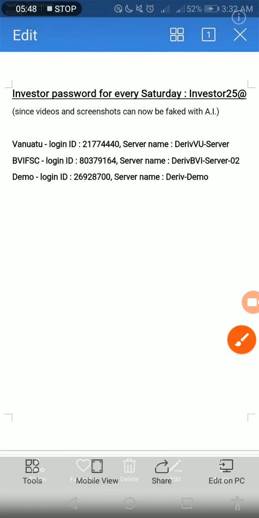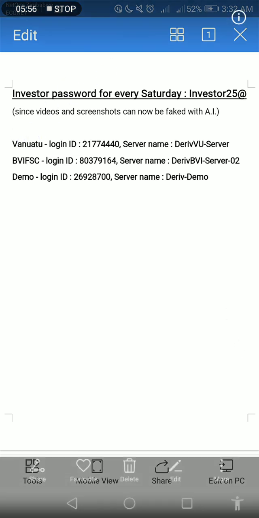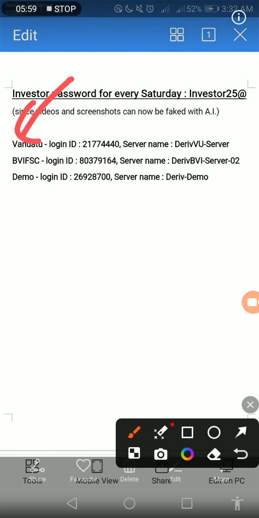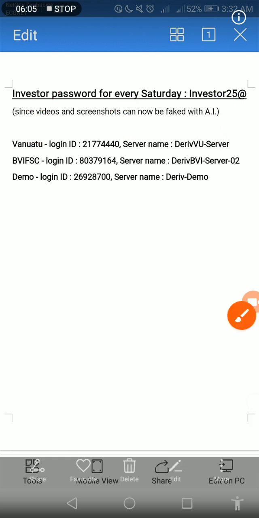So to log in to the accounts, for those new to trading, remember, just type in Deriv on the broker and then select the type of account, and then enter the login ID, then specify the specific server name.